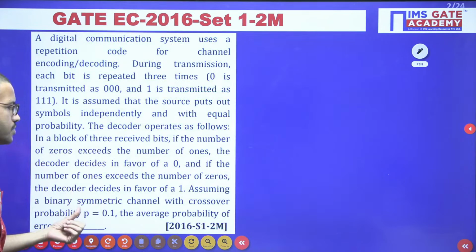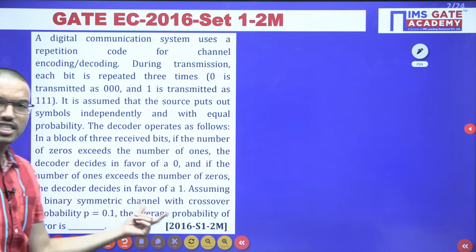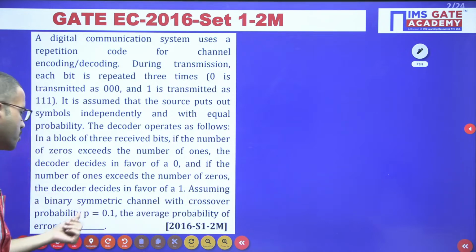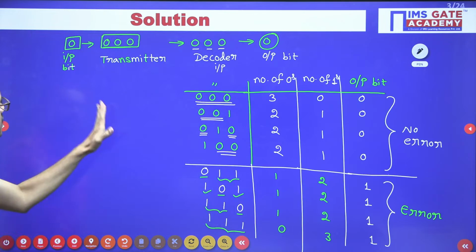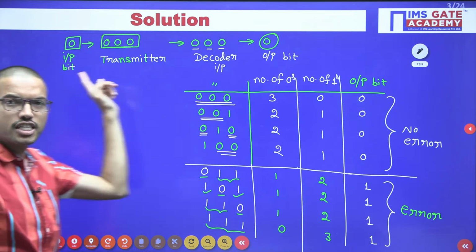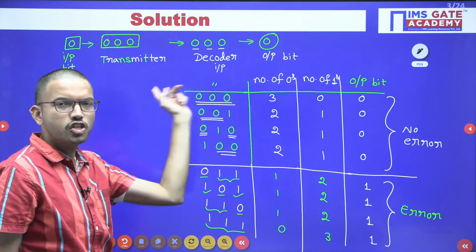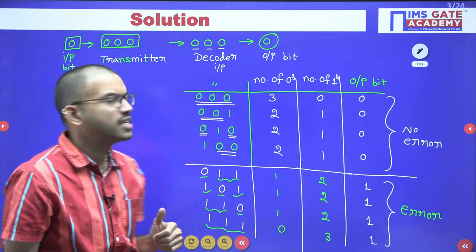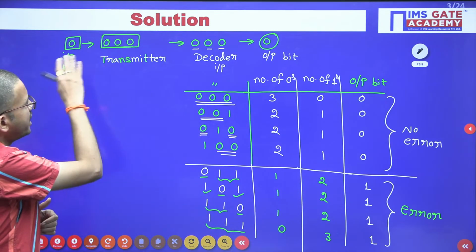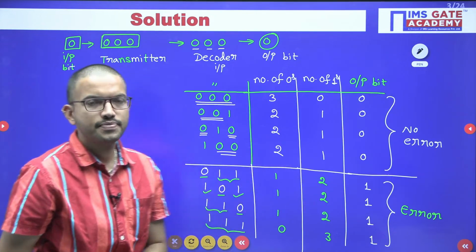Now just observe here what they have mentioned. Assuming a binary symmetric channel with crossover probability. That means if you have transmitted 0, and you are receiving 1, this is the crossover, 0 becoming 1. The probability they have mentioned is 0.1. Similarly, you can consider the other example: if you have transmitted 1 and you are getting 0, that is the error.